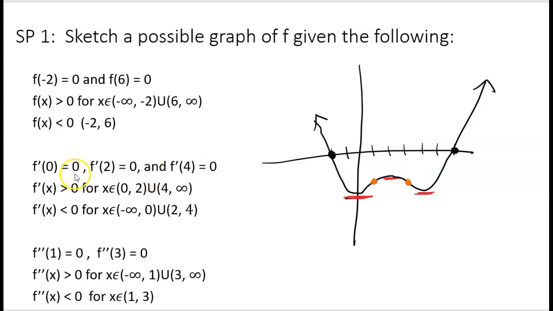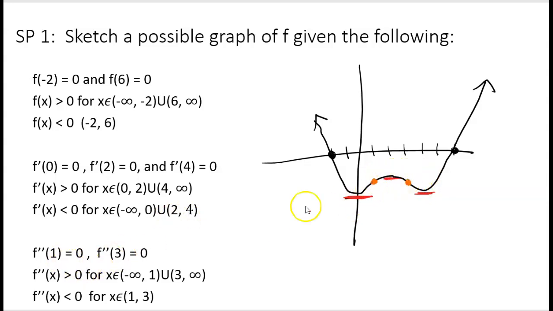We can also check our slopes here to make sure that the slopes all match now. So from 0 to 2, so from this point up to this point, it should be positive. And from 4 to infinity, from here to here, it should also be positive. The slope should be negative from negative infinity up to 0, and from 2 to 4, which it is.